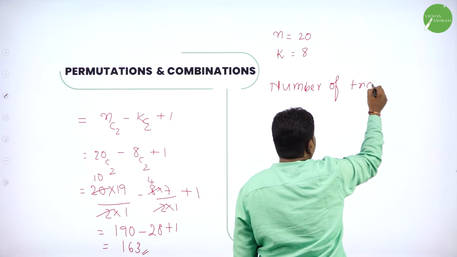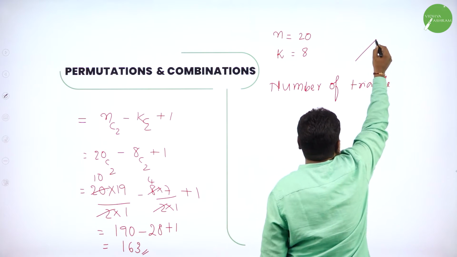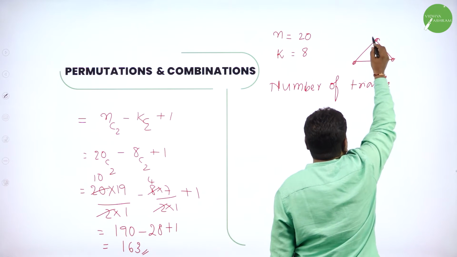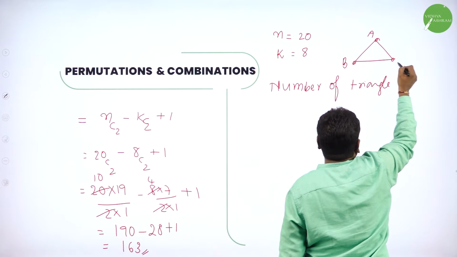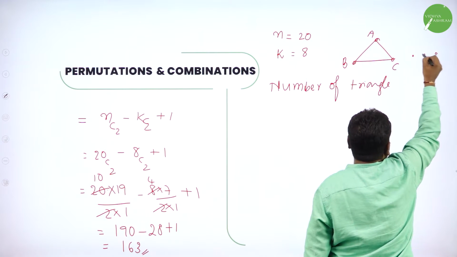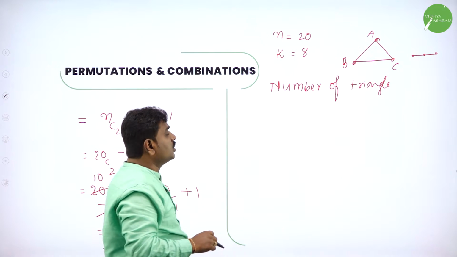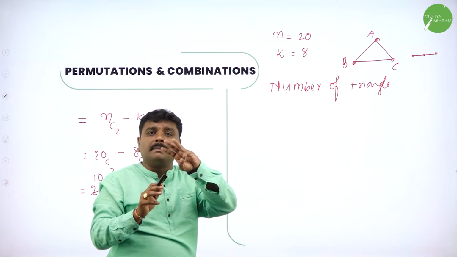You know, if you want to draw a triangle, you need a minimum of 3 points. 1, 2, 3. And also you know ABC. And also you know if 3 points are on the same line, collinear, you cannot form a triangle. A triangle is not possible if they are collinear. So to form a triangle, we need to combine 3 points.